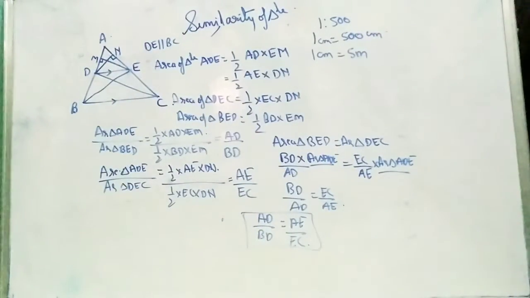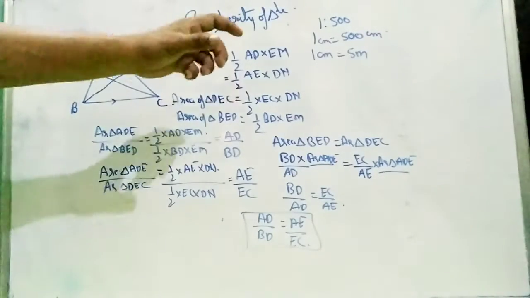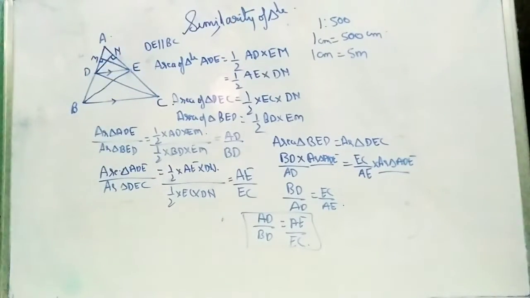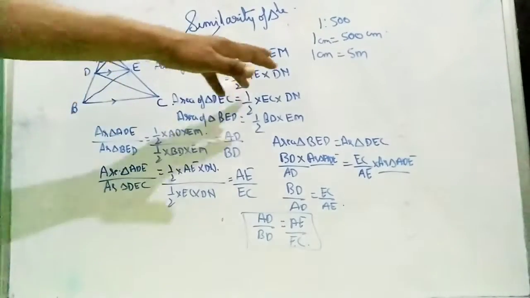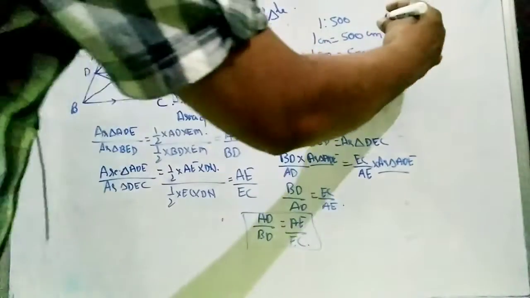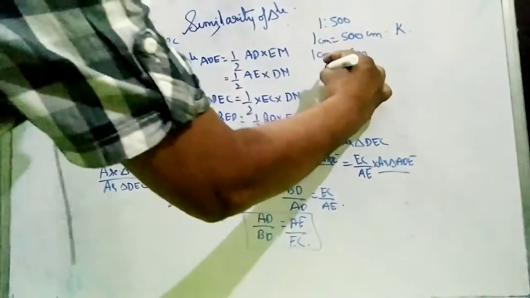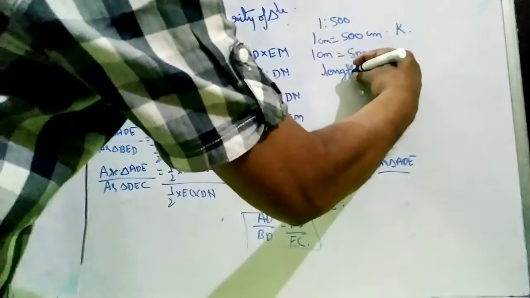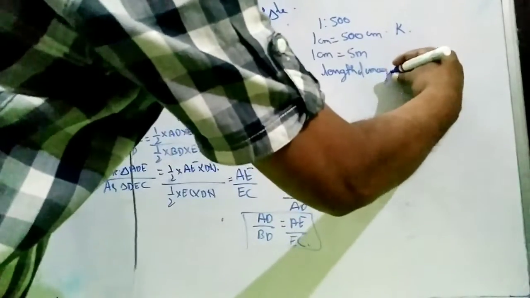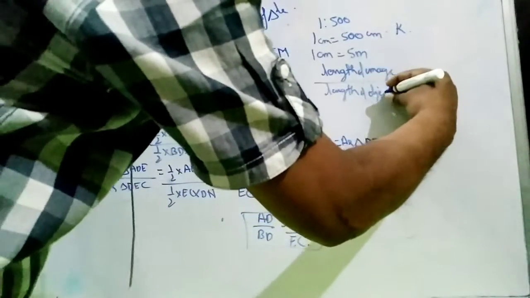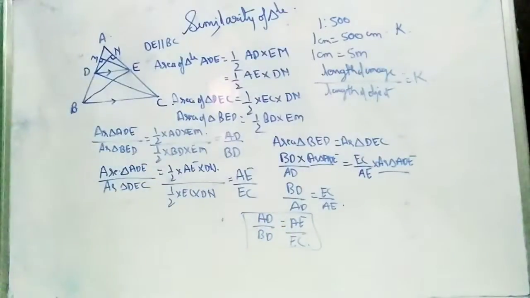Suppose you are making a model of the Taj Mahal. The Taj Mahal is too big, so if you are making a model, you have to reduce its factor from all sides: its length, its area, its volume. This reduction factor is denoted by K. It is the length of the image upon the length of the object, which is always equal to the scale factor K.